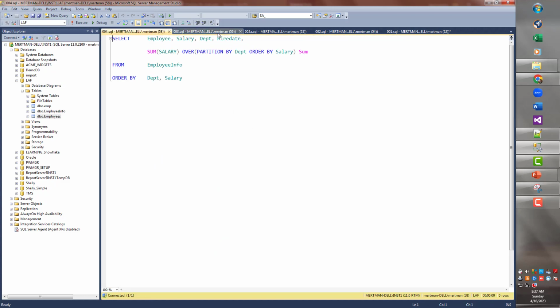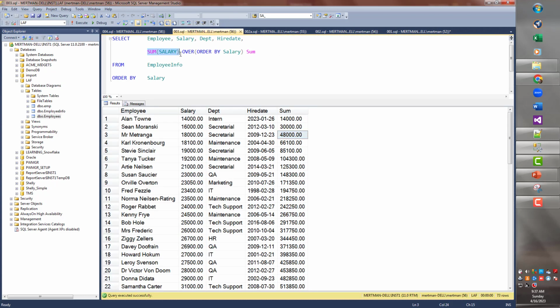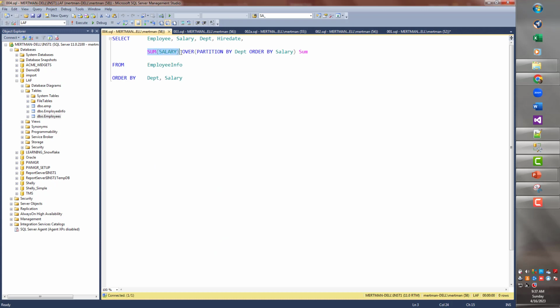Now, this is the same thing that we just did, except for one thing. See, we have sum salary over order by salary, except we're adding a partition by. We're adding a partition by department. Now, it may take you a little while to get comfortable with how this code is laid out. When you have an over, you do not have to have a partition by, but you do in SQL Server, you do have to have an order by.